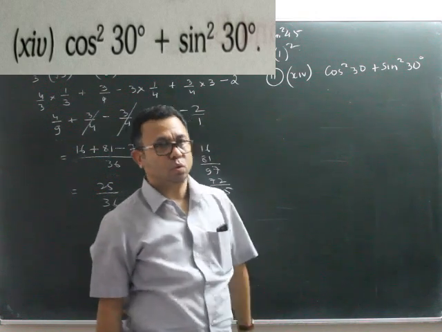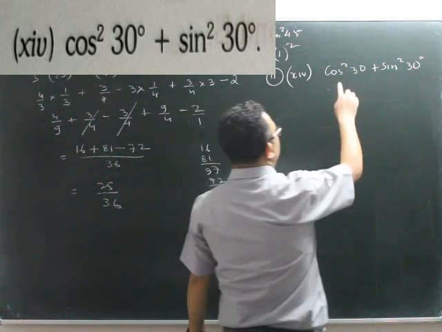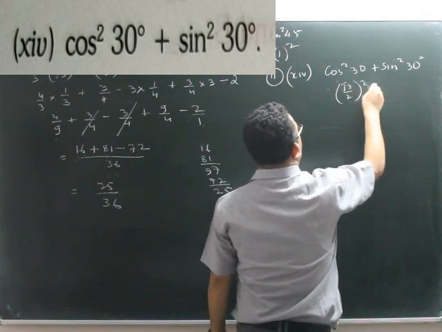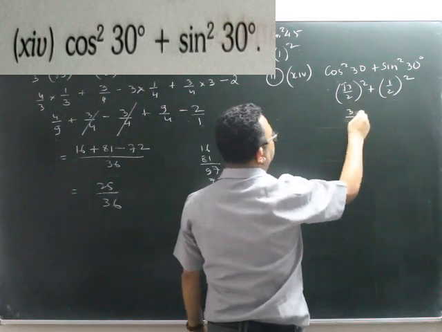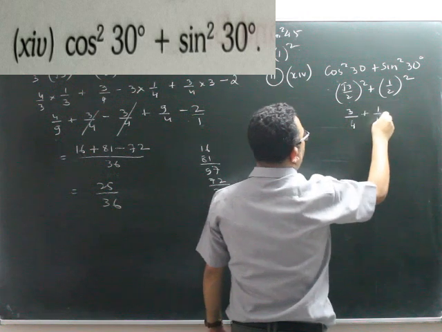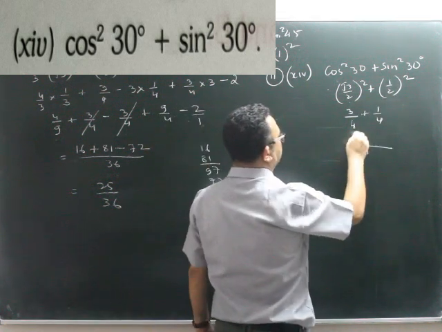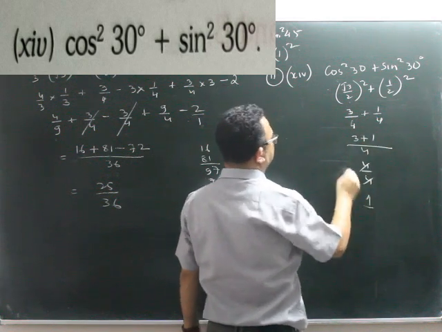Cos 30 value is root 3 by 2, square it. Sin 30 value is half, that also square it. This is 3 by 4, this is 1 by 4. Taking 4 as an LCM, this is 3 plus 1, which comes to 4 by 4. If you cancel, the answer is coming 1. So before solving we knew the answer should come 1 because of the formula.